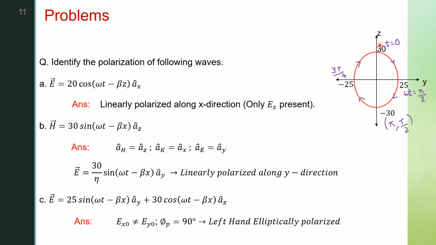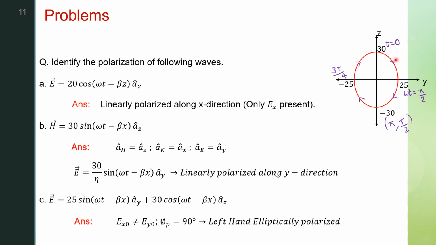So along Z direction it is 30. Horizontal is Y and vertical is Z. So it is 30 az cap. Then when omega t is pi by 2, you will get the answer as 25 ay cap, so along Y direction the magnitude is 25. Similarly, when you substitute omega t equal to pi, you will get minus 30 az cap, so along Z direction minus 30. Then the other case was 3T by 4, where you will get minus 25.